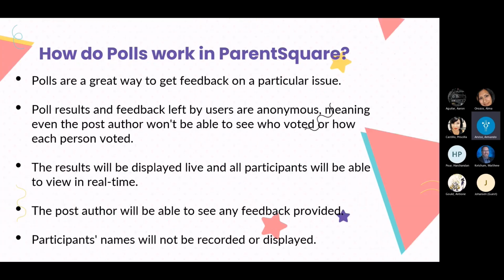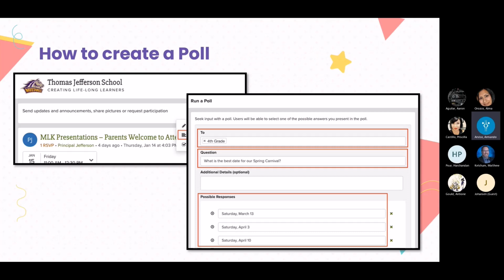Again, you can get feedback on an issue. All of the poll results are anonymous. They're live, so participants can see the results but can't tell who actually posted what. They're not recorded or displayed, and then you as the author will be able to see that feedback.